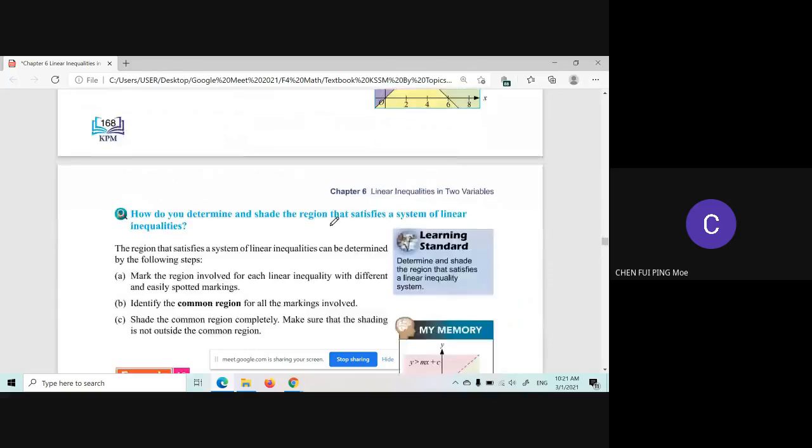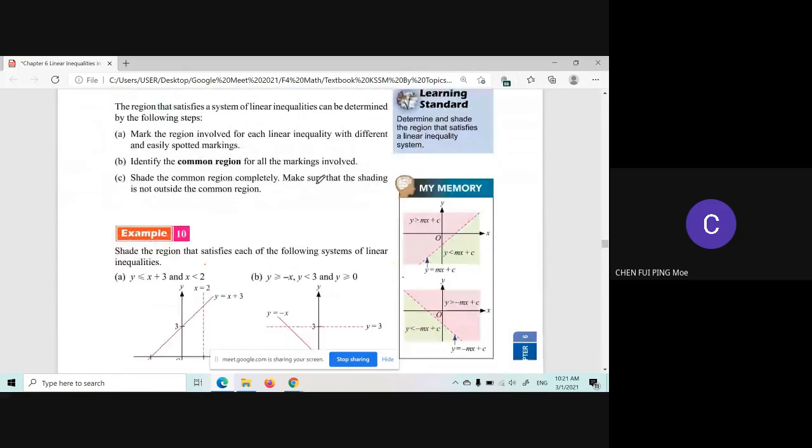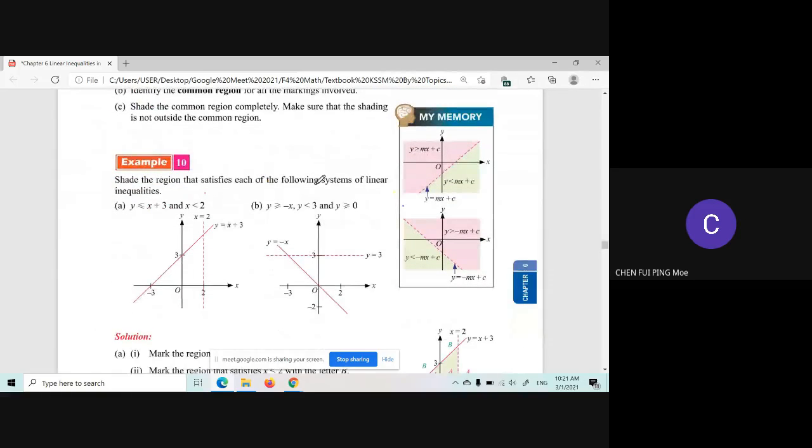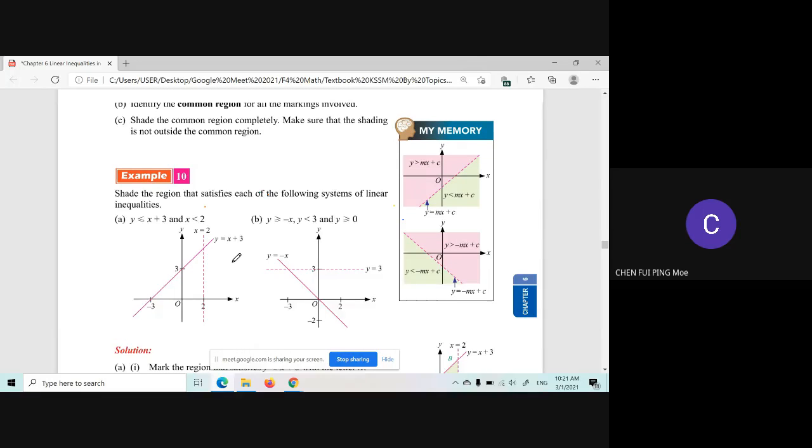So, second one, yang ini pendek sikit dia punya method. Tapi, pergi arah yang sama. Kamu punya tujuan ialah want to find the region that satisfies the graph, that two linear inequalities. Okay? Just like kamu mau untung duit. You want to earn money. A lot of methods, right? You can go walking or you can go sell things. Ada dua method. Yang this one also the same.